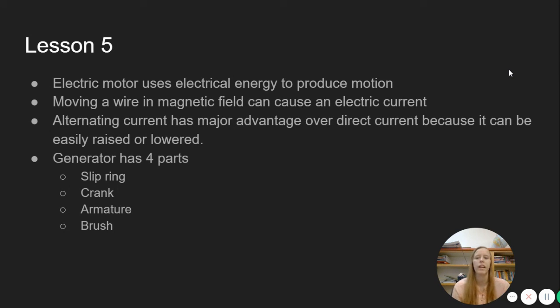And then from lesson 5, which we just finished on Tuesday, an electric motor uses electrical energy to produce motion. Moving a wire in a magnetic field can cause an electric current. Alternating current has a major advantage over direct current because it can be easily raised or lowered. And then a generator has 4 parts: a slip ring, a crank, an armature, and a brush.